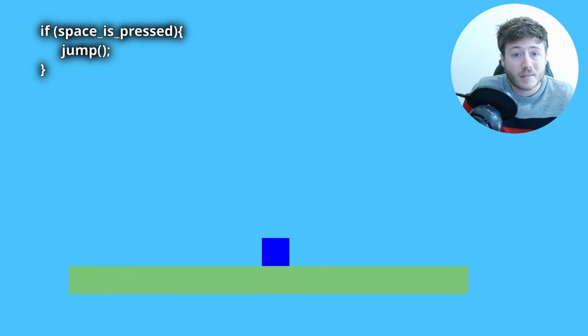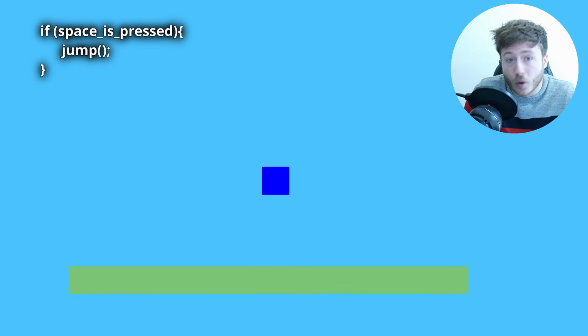So like I said, this is used literally everywhere. A really basic example could be something like this. If the spacebar is pressed, make the player jump. The part in the if statement is binary logic. It's checking if it's true or false.